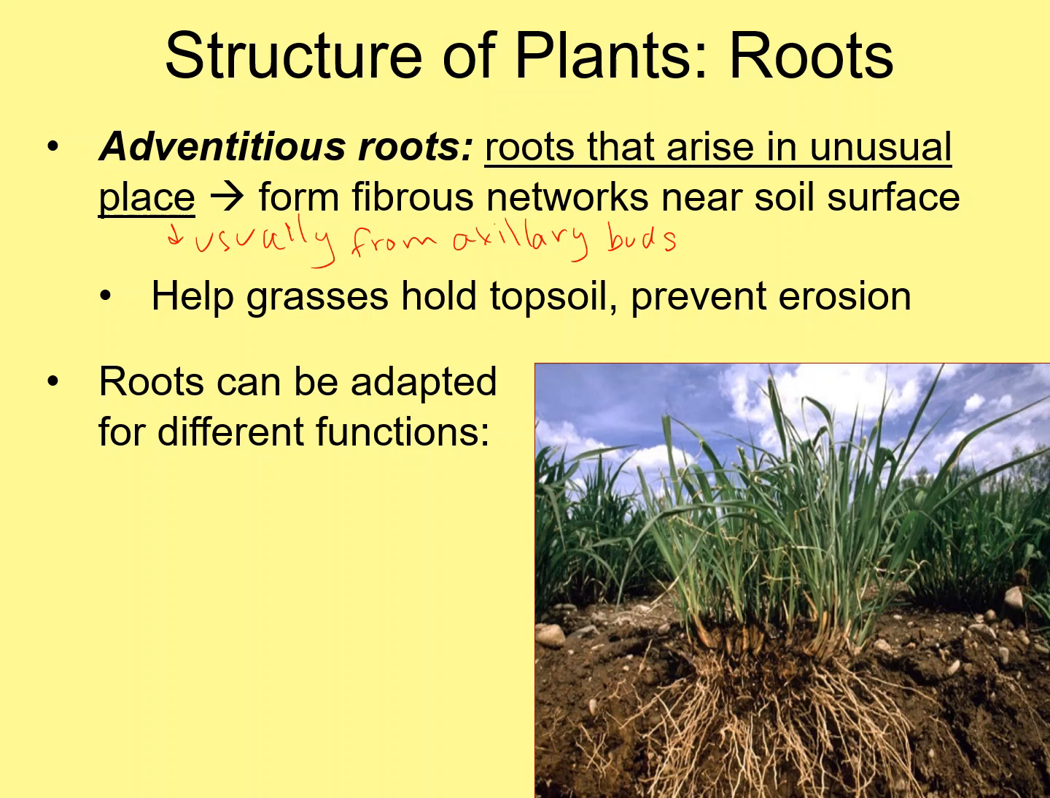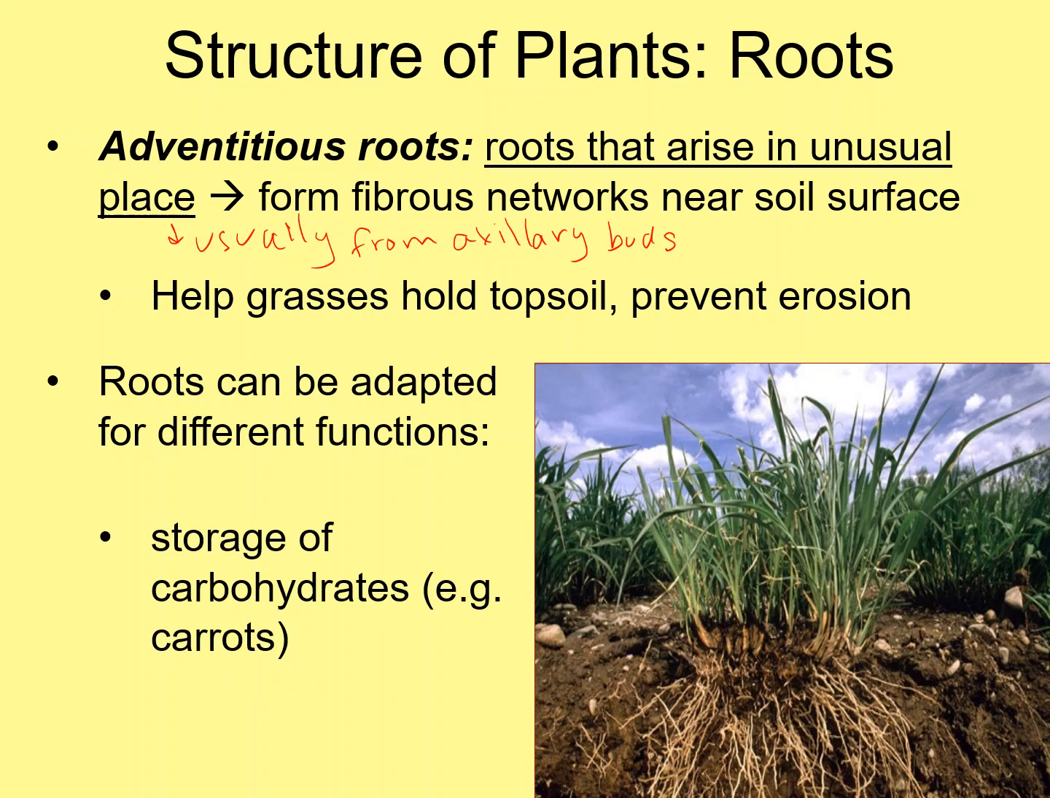So just like the stems and leaves, roots can be modified for other jobs, as well as anchoring and nutrient absorption. They can be used to store carbohydrates. So a good example of a taproot that's being used to store sugar is, of course, a carrot. Notice how sweet carrots are. One of the reasons we like them is because they're yummy, and it's all that stored sugar from the plant.